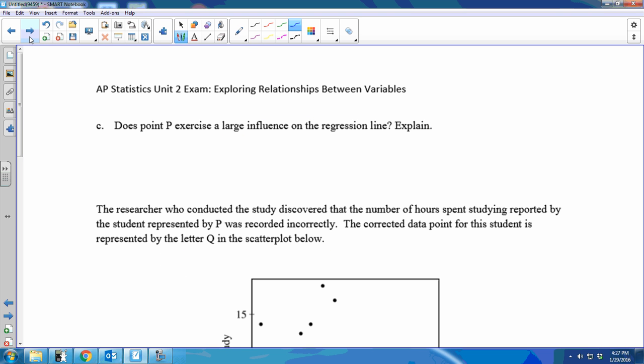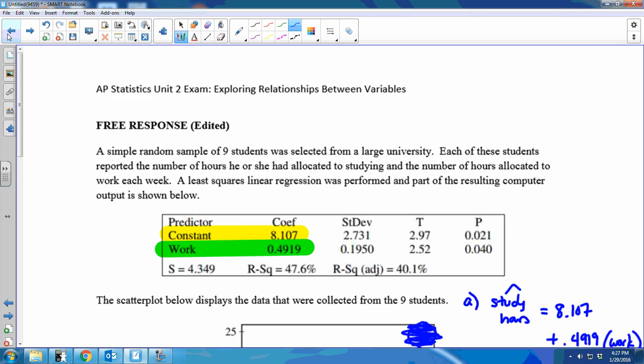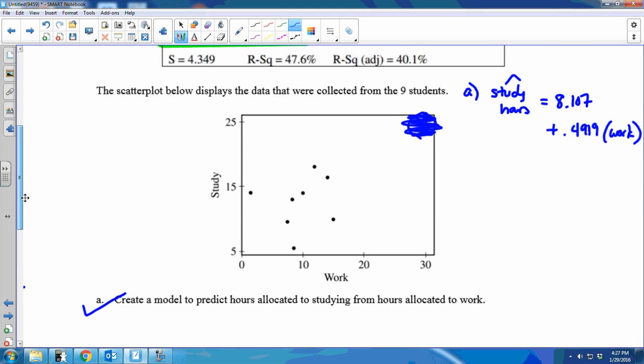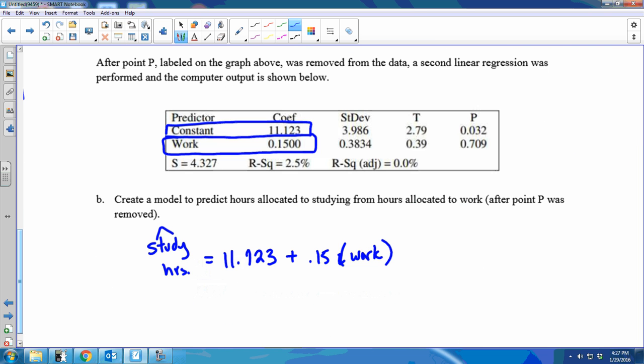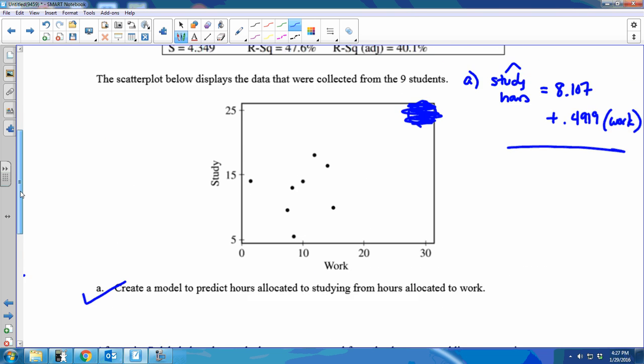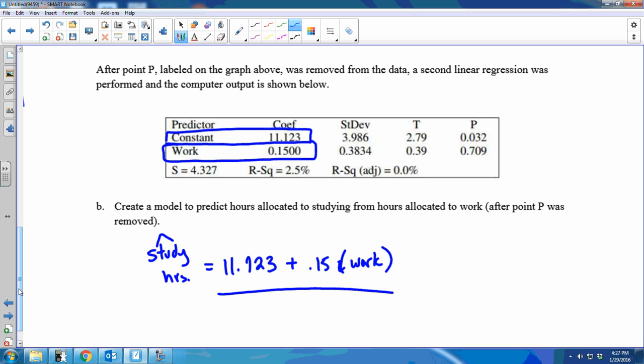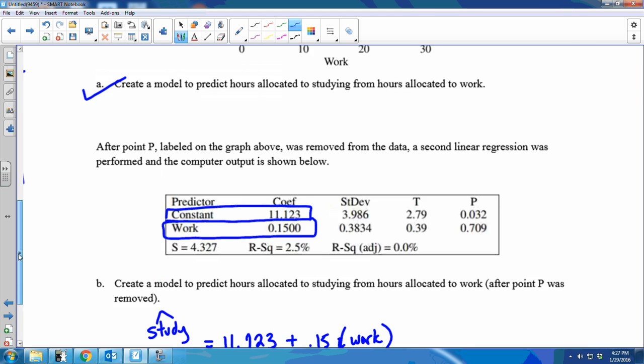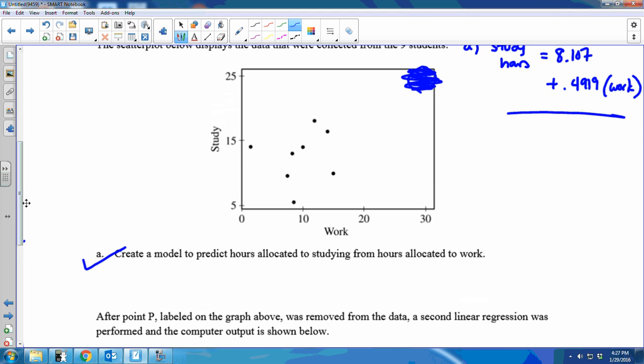Does point P exercise a large influence on the regression line? Well, let's look at it. Here's our first equation. Here's our second equation. The slope of the line definitely decreases. It goes from 0.49 to 0.15. If you look at the scatter plot, the association becomes weaker. It's no longer so much positive linear because you don't really give a direction with this little smattering of points.